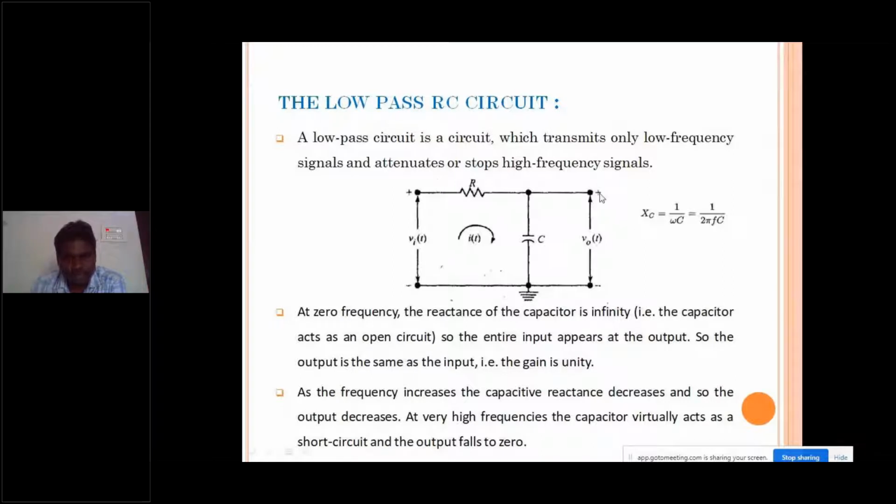You can see if you are measuring the output voltage across the capacitor, then you can call it as a RC low pass circuit. But you can define it in another way: the low pass circuit is simply transmitting only low frequency signals. It just attenuates or stops all other frequencies, which means this circuit is allowing the signals which are low in frequencies. How can we define this is simply by using this formula.